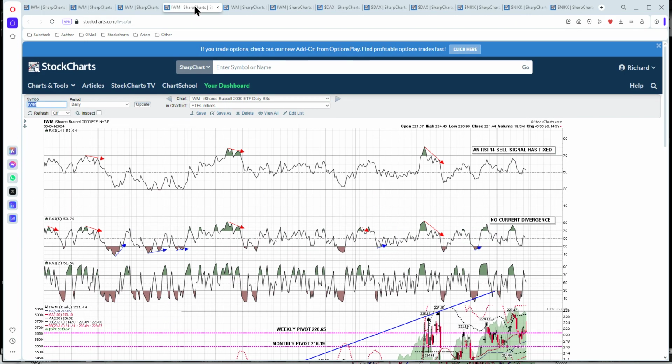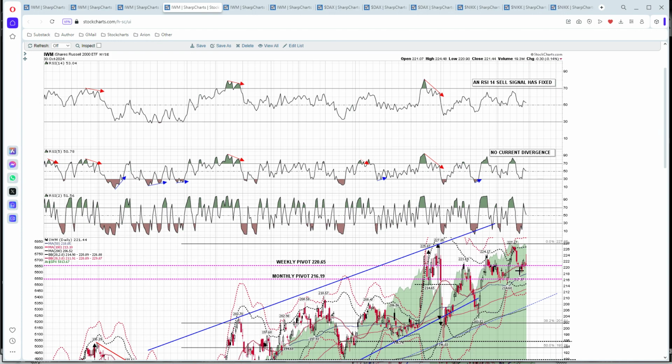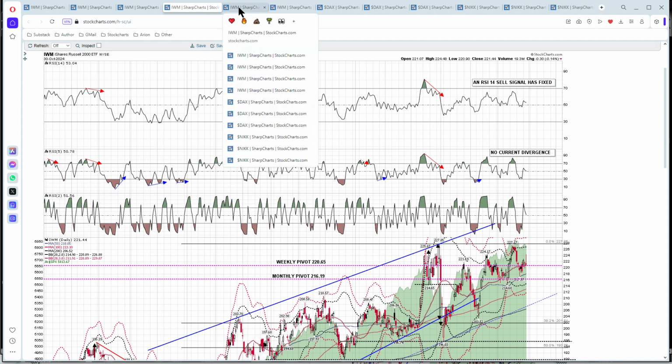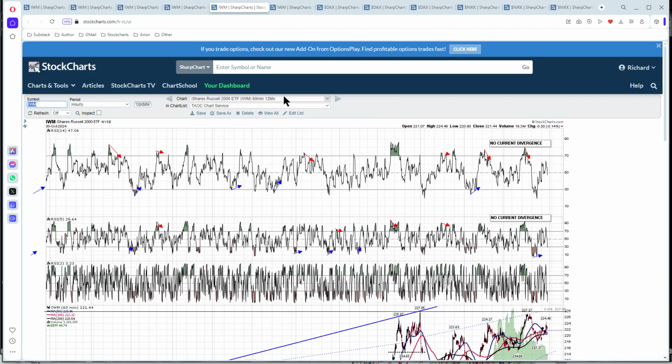IWM, on the daily chart, we've been kicking around the daily middle band. We closed slightly above it today, but it was kind of a close thing. So we've been trading through it the last 2 or 3 days. I'm not seeing that as strong support at the moment. I think that's just very much in play.